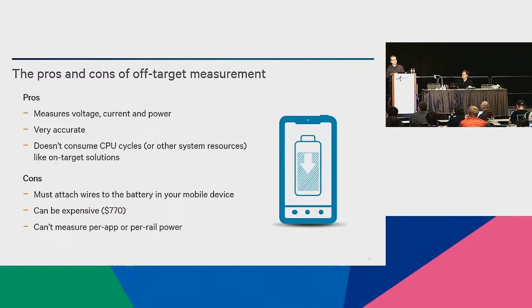You've probably heard of Monsoon. They make a meter that you connect to your battery terminal, and it will display the voltage, current, and power. It's very accurate. Because it's off target, it's not influencing the load at all. And of course, the downside is it's fairly expensive, and you have to physically connect the wires to your battery. Another downside is it's limited to device power, so you can't isolate it to an individual app, and you can't isolate it to an individual hardware subsystem like the GPU or Wi-Fi. We're going to talk about how to do that in just a minute.